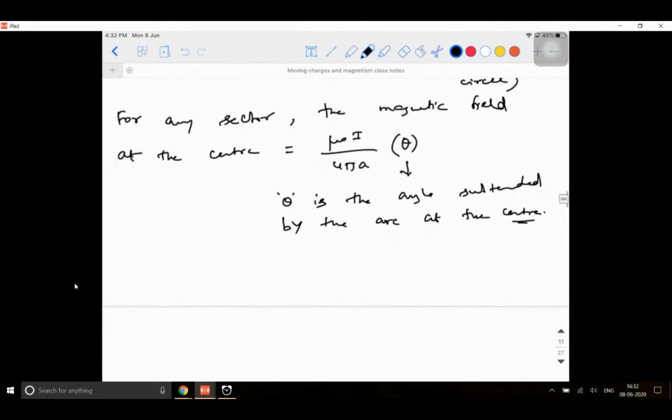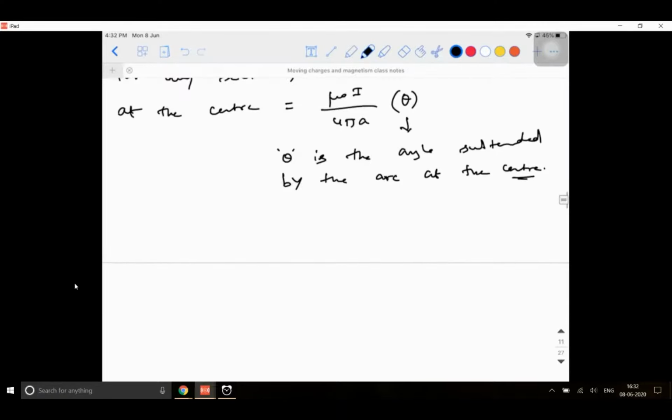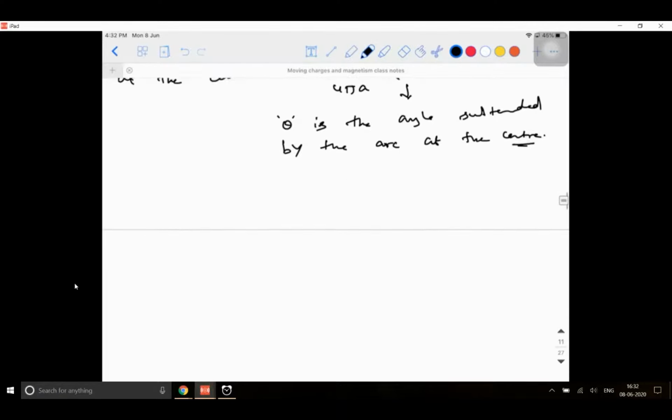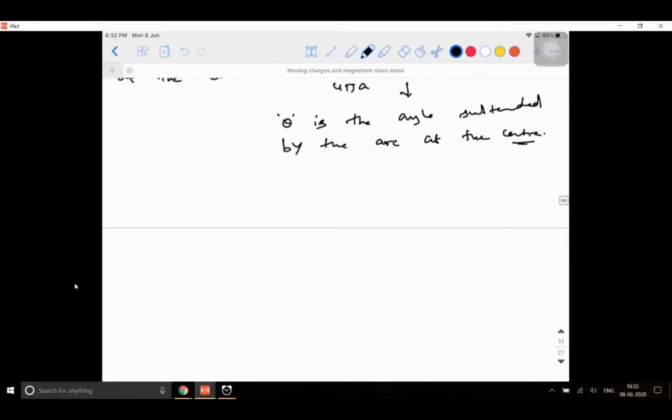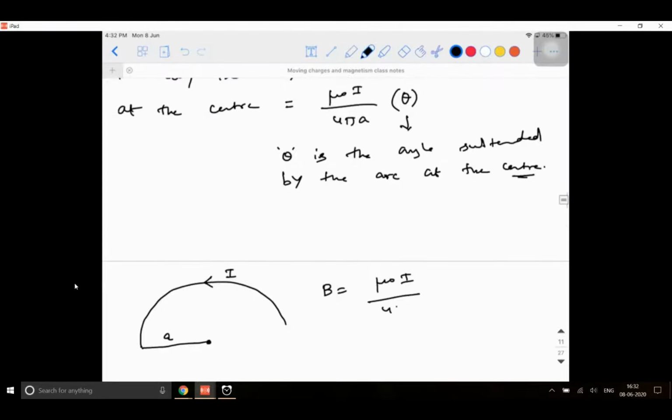Right. Sir, if you do 2-3 examples, you will understand. This is just a mathematical manipulation, nothing else I'm doing. So, had it been a circle, I put theta as 2 pi. So, when it became a semicircle, this is still I. Then what will be the value of B? Mu naught I divided by 4 pi a.